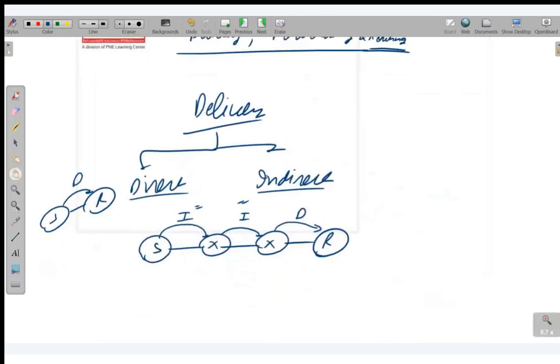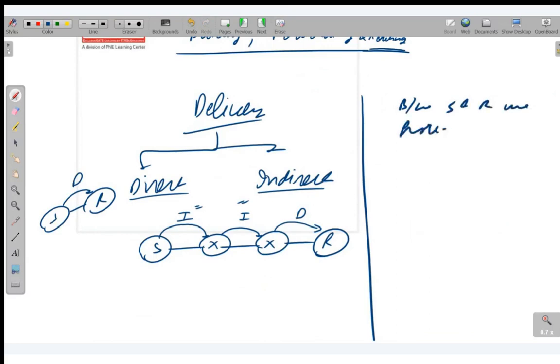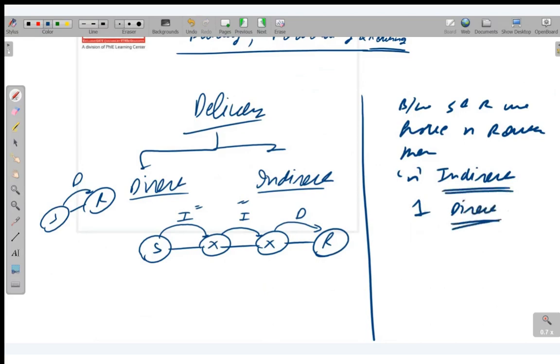Okay, so if S and R are connected, meaning between S and R we have n routers, then there are n indirect deliveries and one direct delivery. Okay, so I think you have got it. This is all about delivery.